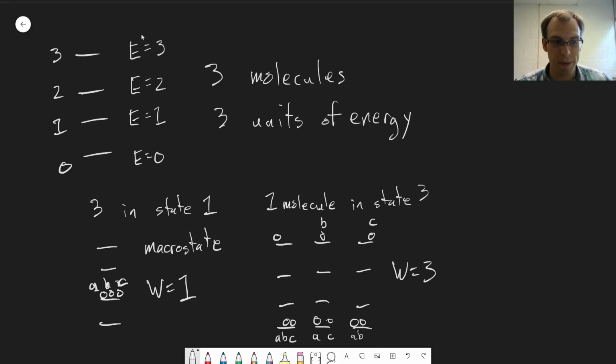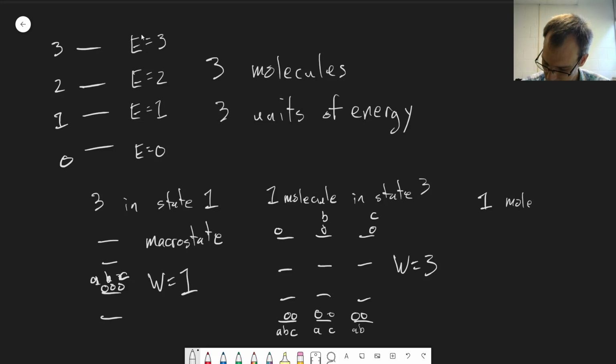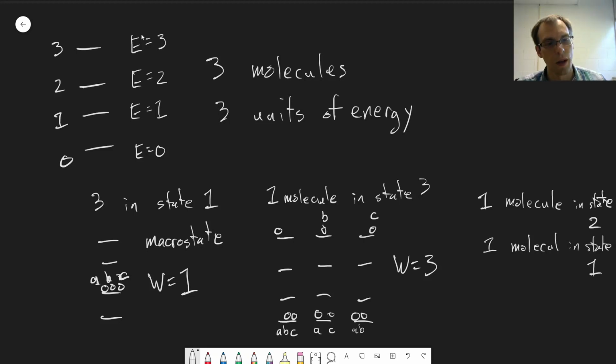And this isn't the only possibility. We can also have one molecule in state 2 and one molecule in state 1. We could write out all these possibilities, but this would work out to be 6 different ways.